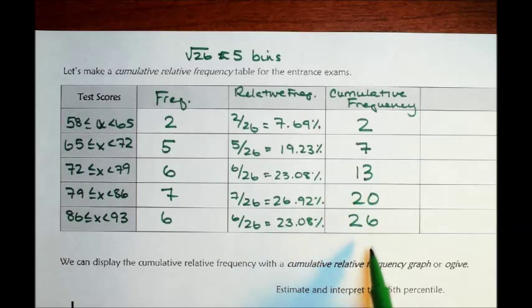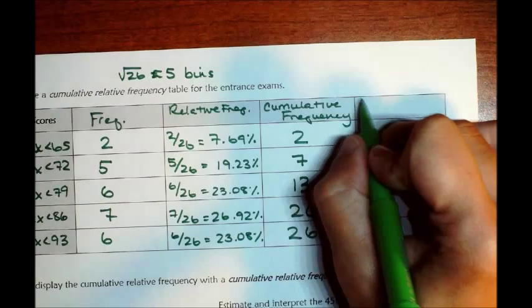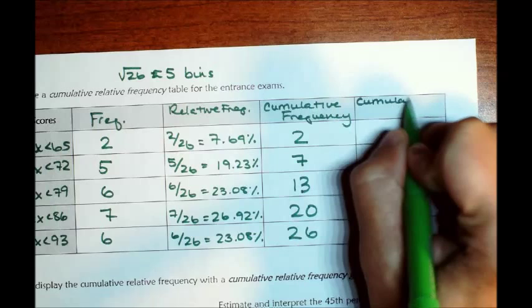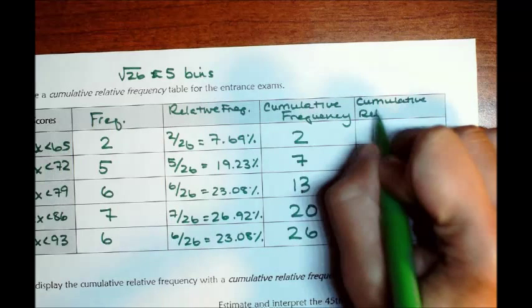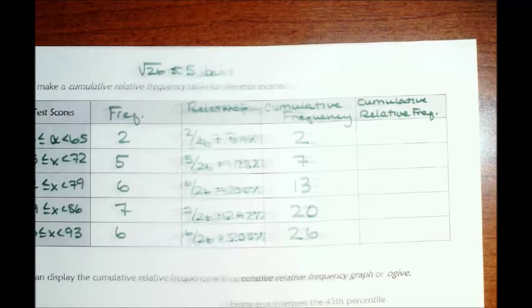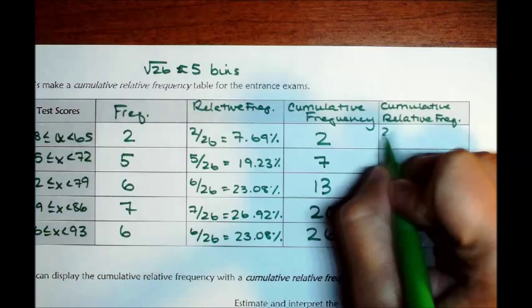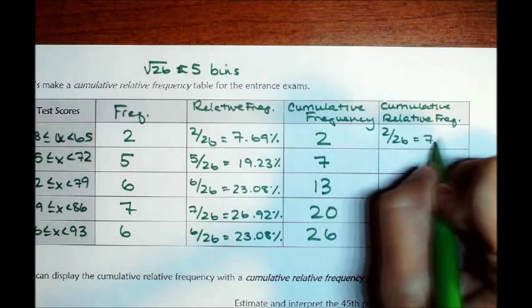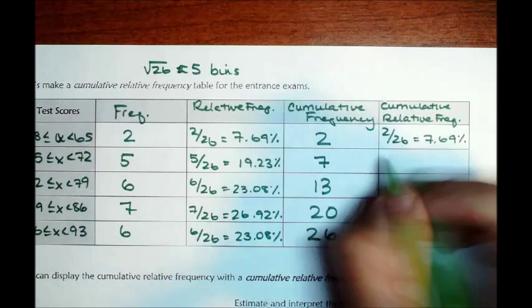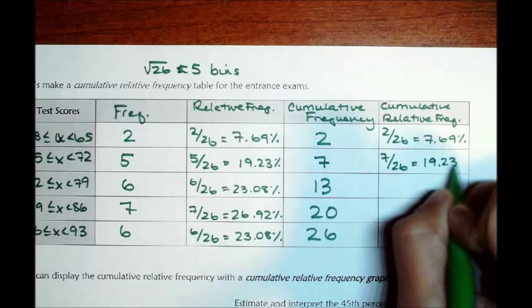So cumulative relative frequency is just like relative frequency, however, we're using the values from the cumulative frequency. So it stays the same, 2 out of 26. But now we're looking at 7 out of 26. Then we have 13 out of 26.